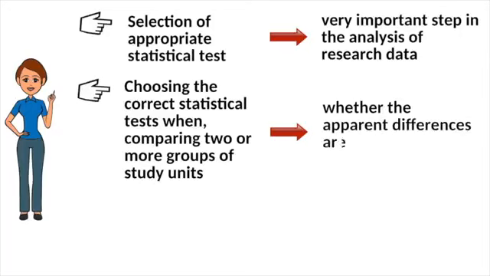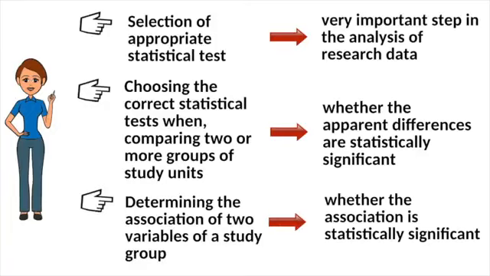This lesson guides the researchers on choosing the correct statistical tests in achieving the specific objectives that require comparing two or more groups of study units in relation to a particular result to verify whether the apparent differences are statistically significant, and determining whether the results of two variables of a particular study group are associated with each other, and to verify whether the association is statistically significant.